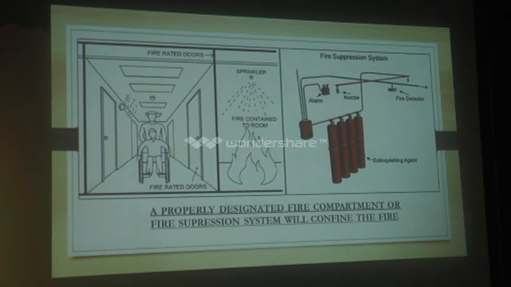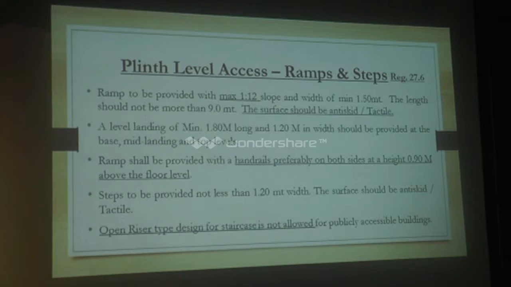So we can provide the alarm system as well as sprinklers and the fire exit doors. The plinth level access with the ramp and steps is covered in Regulation 27.6. The ramp is to be provided with a maximum of 1:12 slope, which is earlier. The width should be minimum 1.5 meter and the length should not be more than 9 meters. The surface should be anti-skid or tactile.